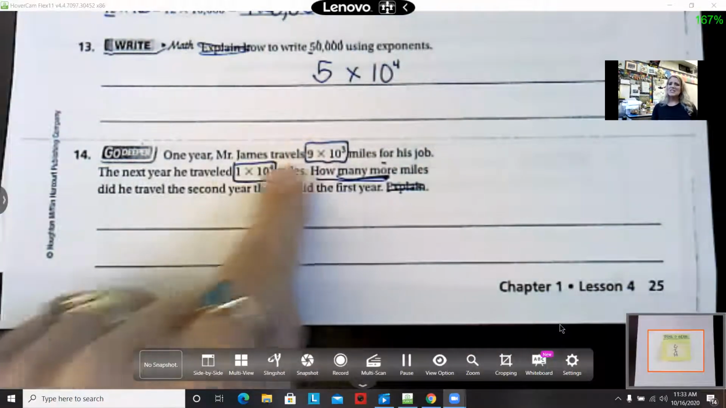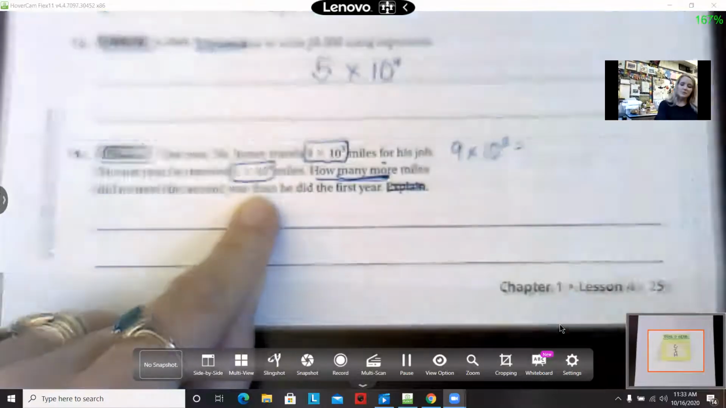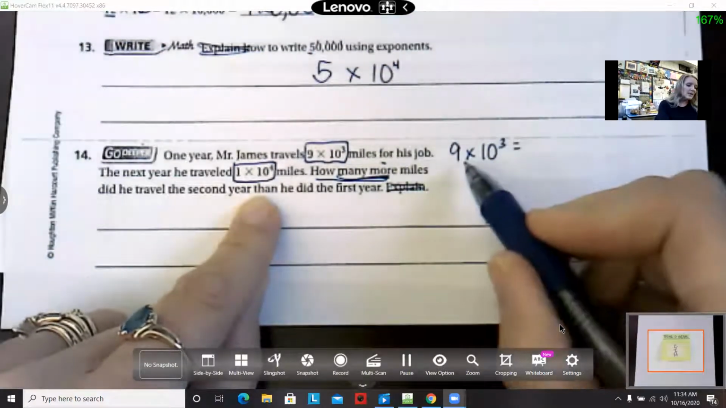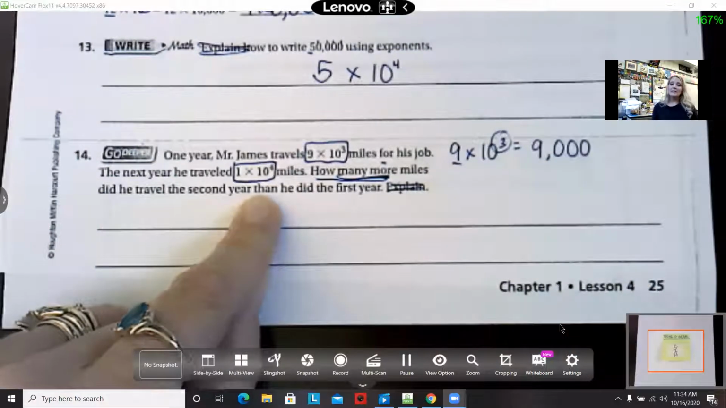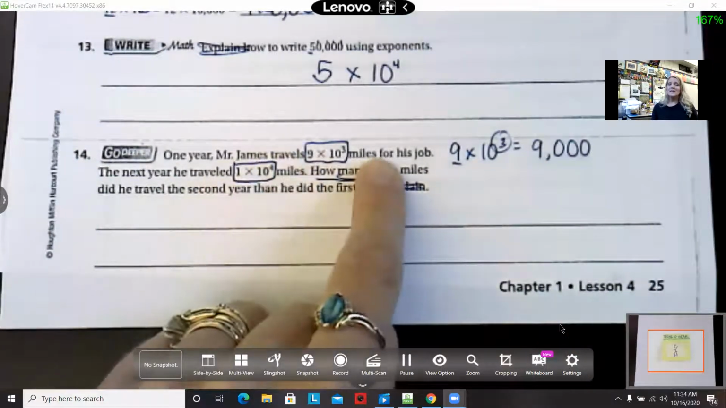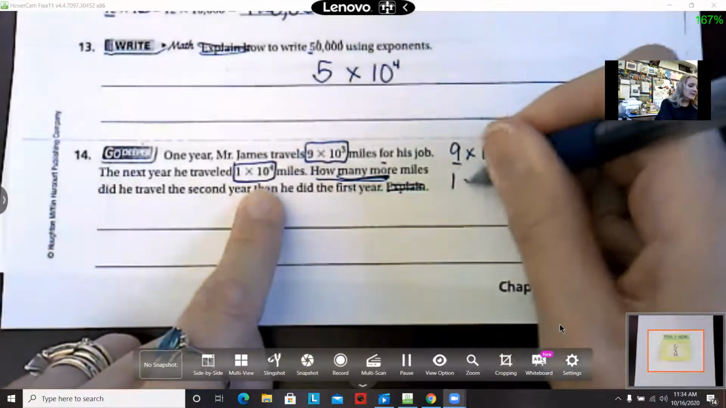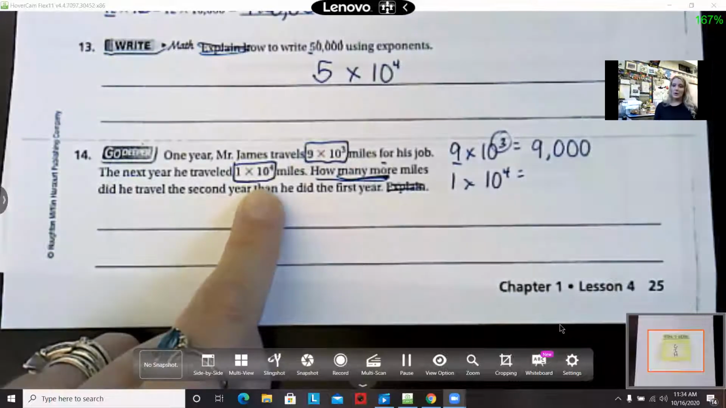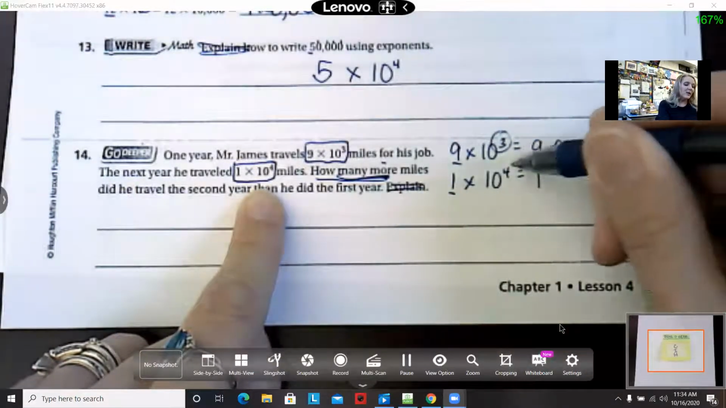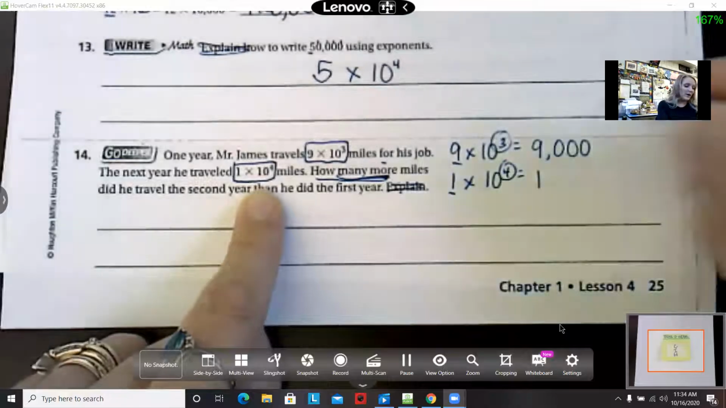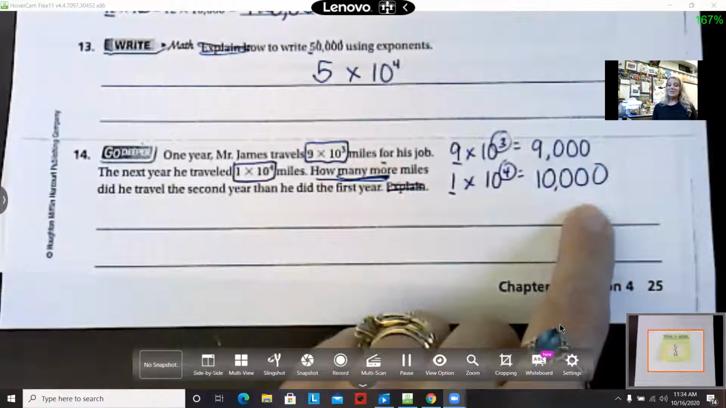Okay, and we're not going to explain. So let's just find out what these numbers are. 9 times 10 to the 3rd power equals a 9 with how many zeros? 3. So that's just the number 9,000. So 1 year he traveled 9,000 miles for his job. But the following year, he traveled 1 times 10 to the 4th power. Okay, so that means we just copy down the number 1 and put how many zeros in front of it? 4. 1, 2, 3, 4. So that's the number 10,000.